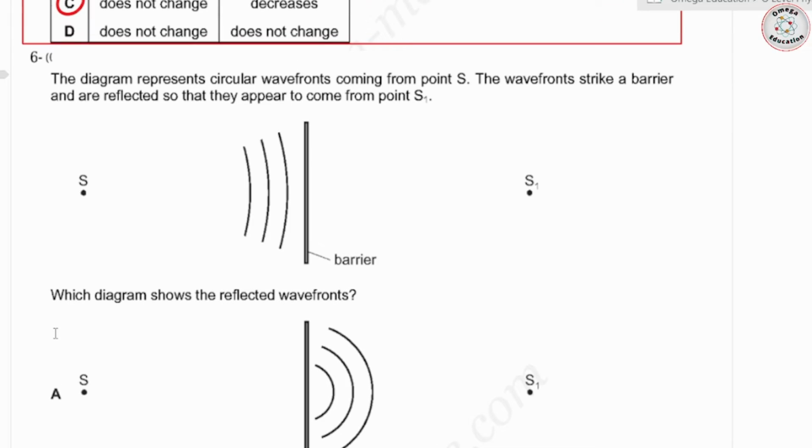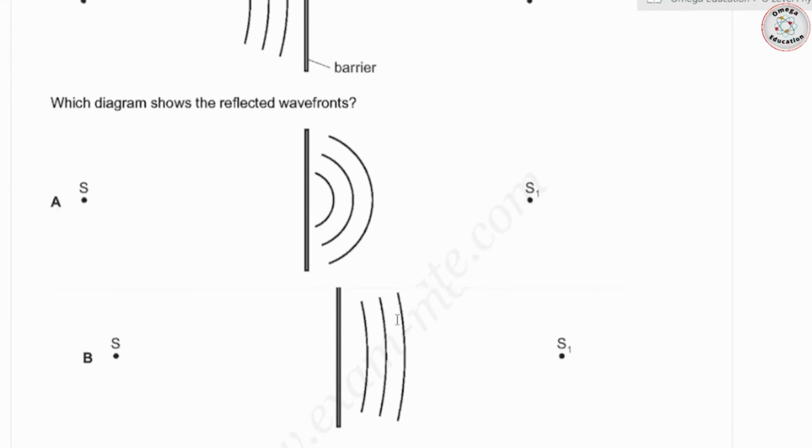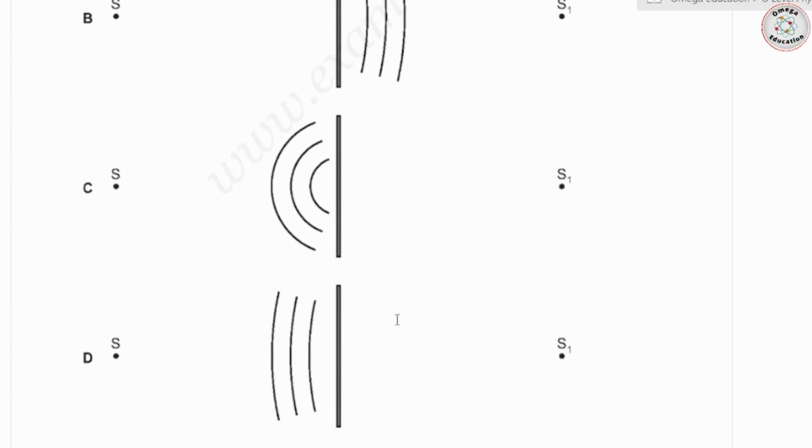Kind of an extensive diagram. The diagram represents circular wavefronts coming from point S. The wavefronts strike a barrier and are reflected so that they appear to come from S1. All right. So they strike the barrier and then they are reflected. Which diagram shows the reflected wavefronts? This is what we need to find out. So this is option A, option B, option C, and option D.